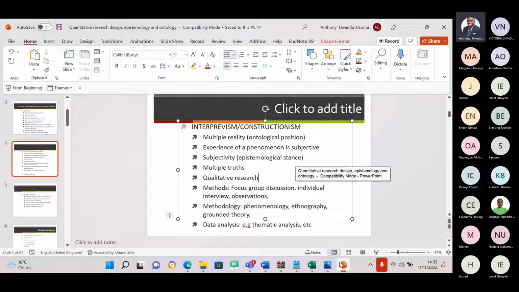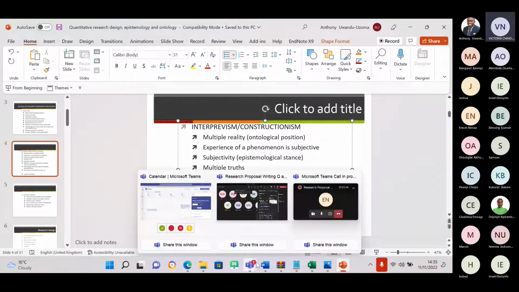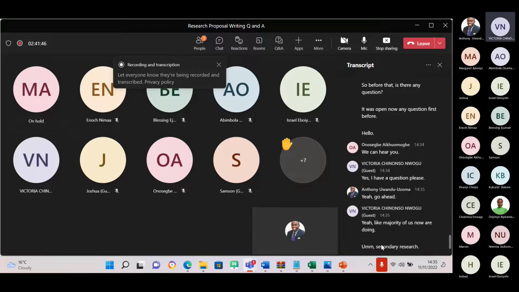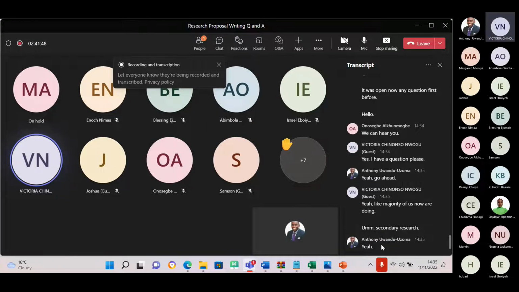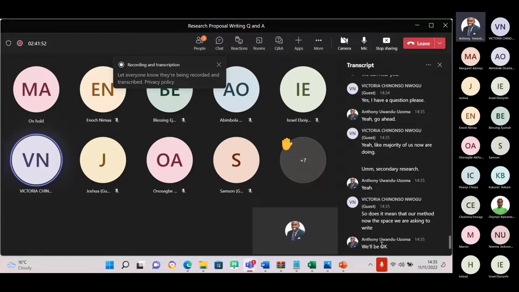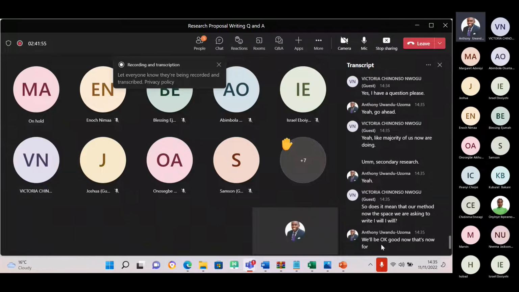Yeah, go ahead. The majority of us now are doing secondary research. So does it mean that our method now is what we are going to write? Okay, good.